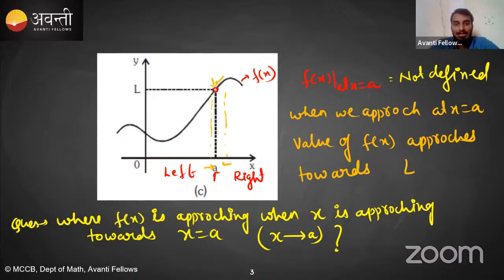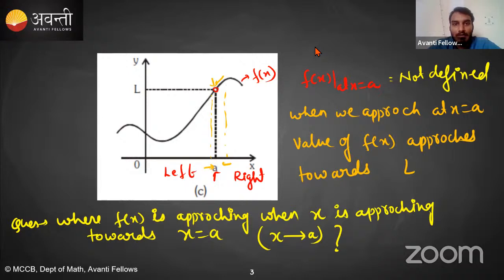Is this clear? We will come back to that later, but I just want you to be clear with the idea of how we are approaching towards x is equal to a. There are two ways, either from the left-hand side or from the right-hand side. Is this clear, everyone? So the idea of the limit is clear. If it is clear, then let's move on to the next slide.